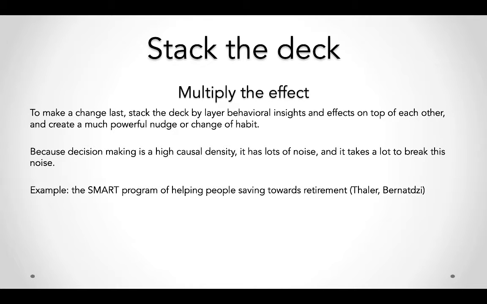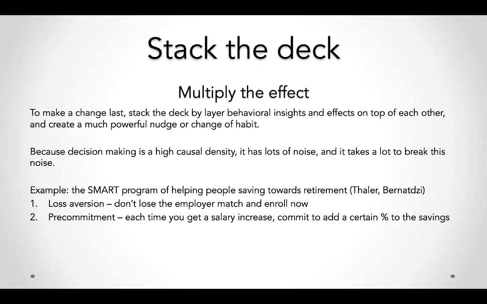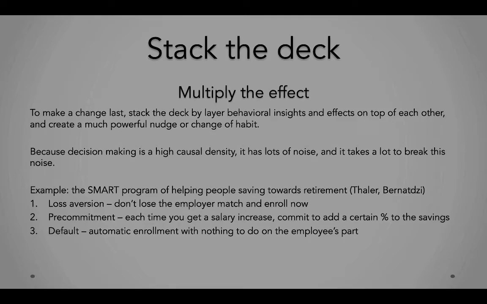For example, the SMART program of helping people save towards retirement, the 401k automatic retirement plan that we've been talking about, is a highly successful program. It put a few of these effects on top of each other. Loss aversion: don't lose the employer match and enroll now. Pre-commitment: each time you get a salary increase, commit to add a certain percentage to the savings. And default, a super strong default: automatic enrollment with nothing to do on the employee's part, which is the path of least resistance. And it works so well, and it continues to work well.